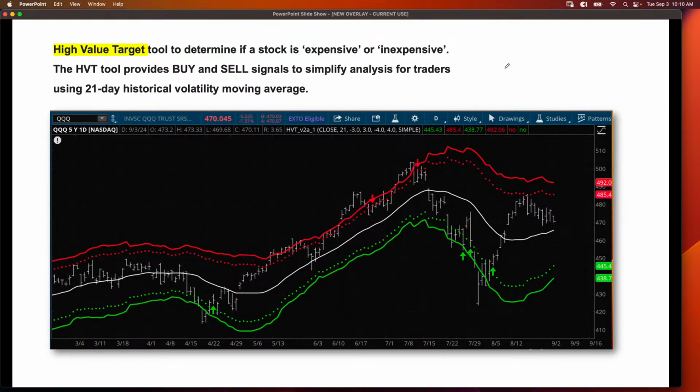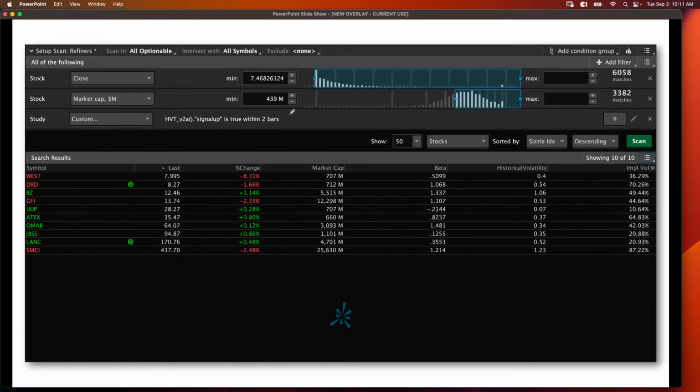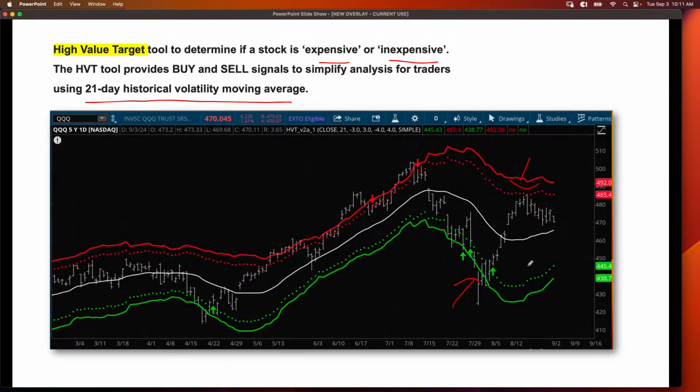So here's a scan that I use just to give you guys an example. We'll use what I call our high value target tool to determine if a stock is expensive or inexpensive. We had this QQQ trade where it was inexpensive, and then we got a really strong move up until the upper band. What this uses is a 21-day moving average of historical volatility. So let's run a scan. And what I did is I just got in, I'm using Thinkorswim, and I'm using a scan using our high value target. And what I'm looking for is I'm looking for a buy signal.